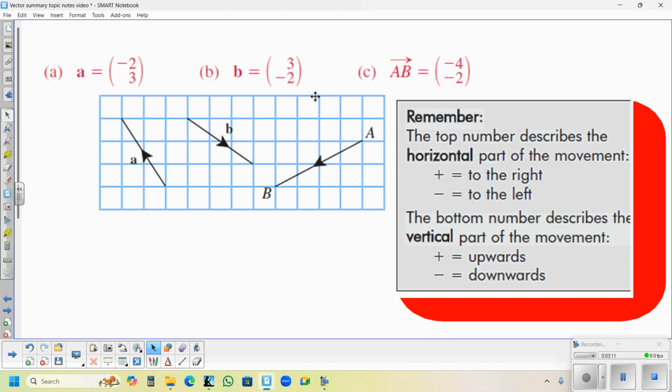Vector B is described as (3, -2), that's its components. So there's my starting point. I go along 3 to the right, but it's negative 2, so I'll go down 2. Vector AB starts there, and it's got to go 4 boxes to the left, so 1, 2, 3, 4, and since it's negative 2, it goes down 2. So there's the vector A and B. There's a wee summary of what those component numbers actually mean, but it's like coordinates on their side.